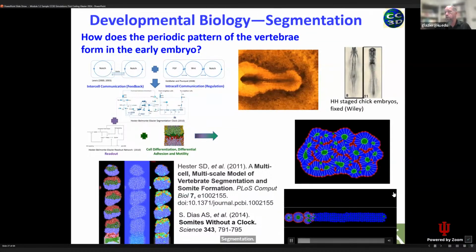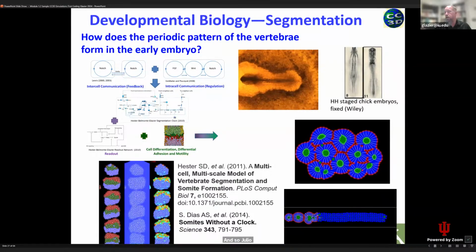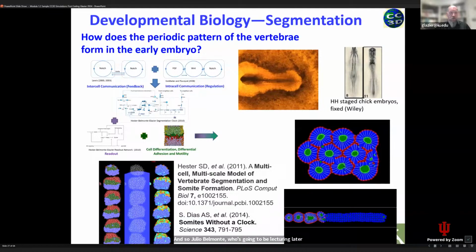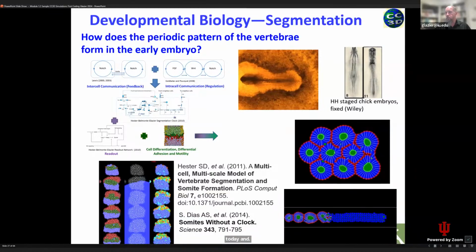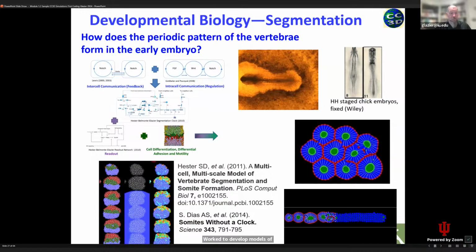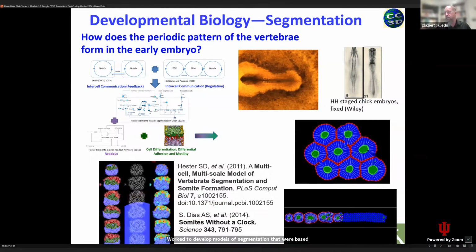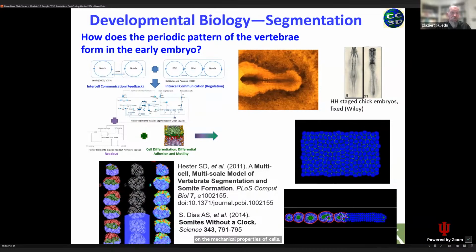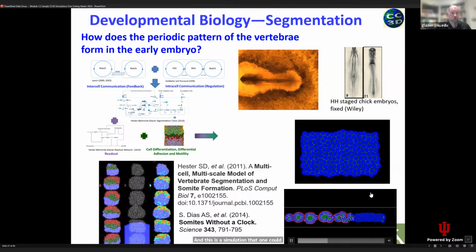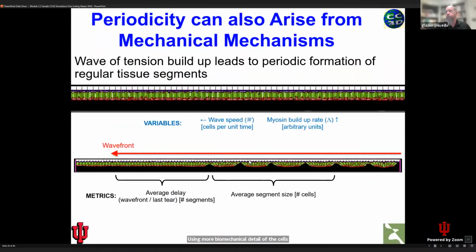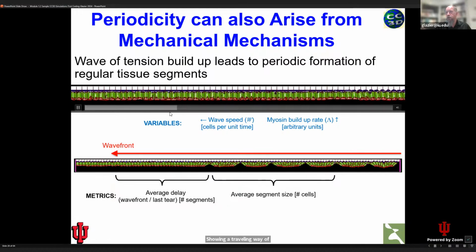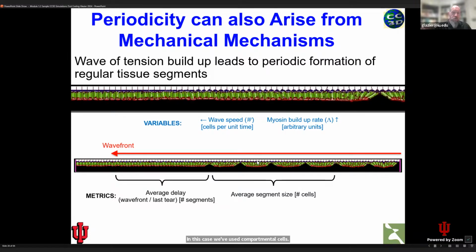And so Giulio Belmonte, who's going to be lecturing later today, and later Priyam Adhyapok, worked to develop models of segmentation that were based on the mechanical properties of cells. And this is a simulation that one could do at the end of the week using more biomechanical detail of the cells. This is Priyam's simulation showing a traveling wave of differentiation that's going to lead to segmentation. In this case, we've used compartmental cells. The cells are divided into subregions and links to define their mechanical interactions.